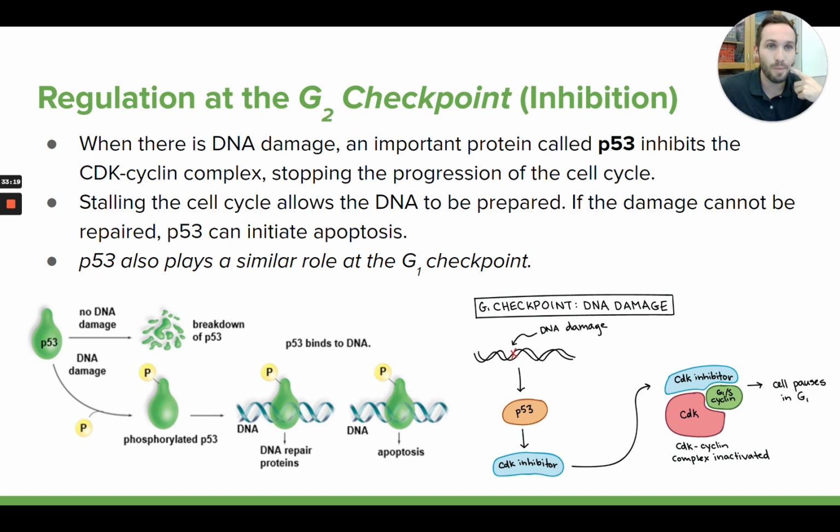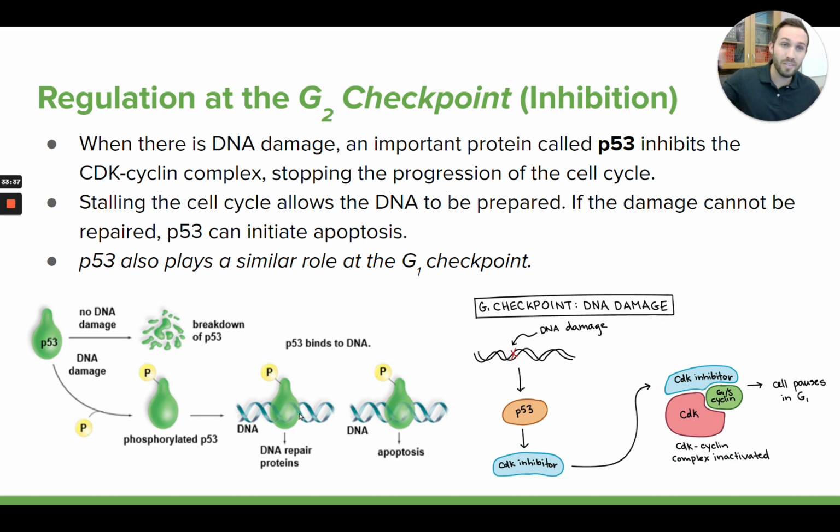So that's an example of inhibition. This guy checks your DNA, finds a mistake, and then causes the inhibition of these CDKs needed to move you on past the checkpoint. And P53 is actually involved in the G2 checkpoint. After your DNA is replicated, he checks the newly replicated DNA.